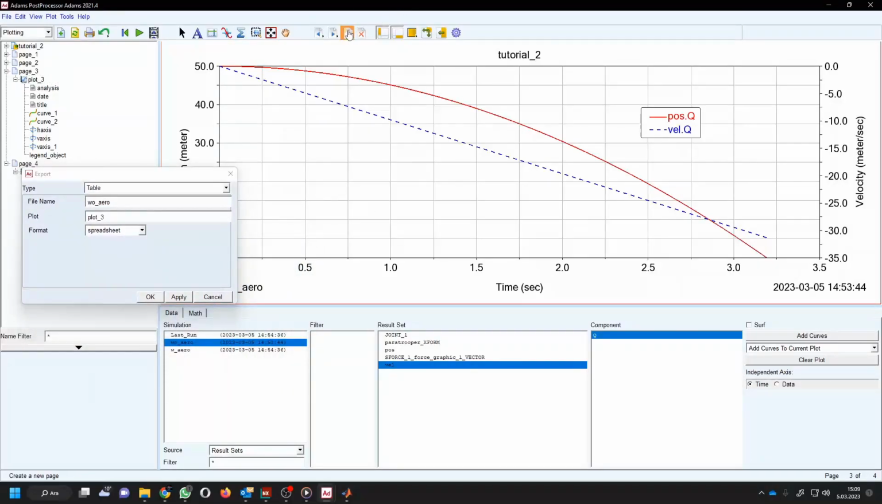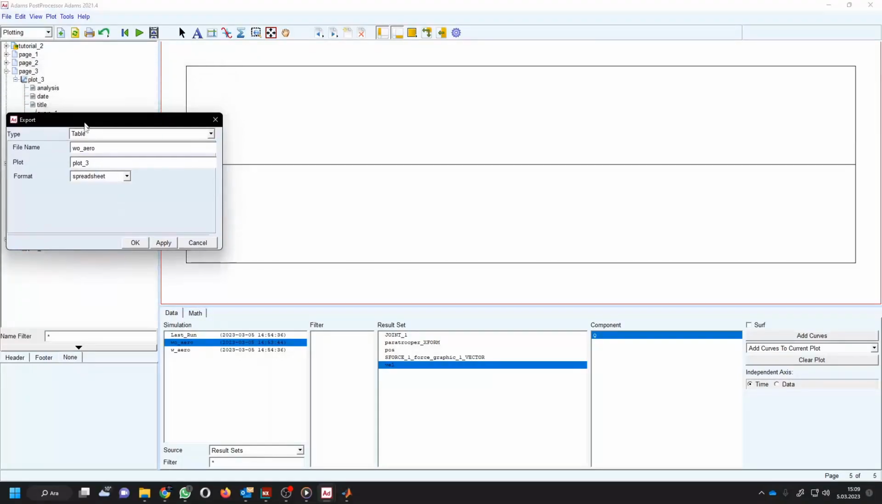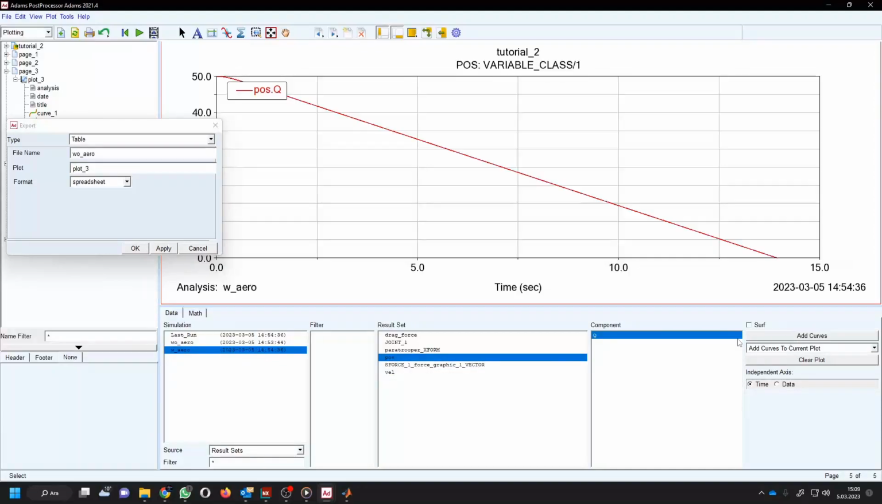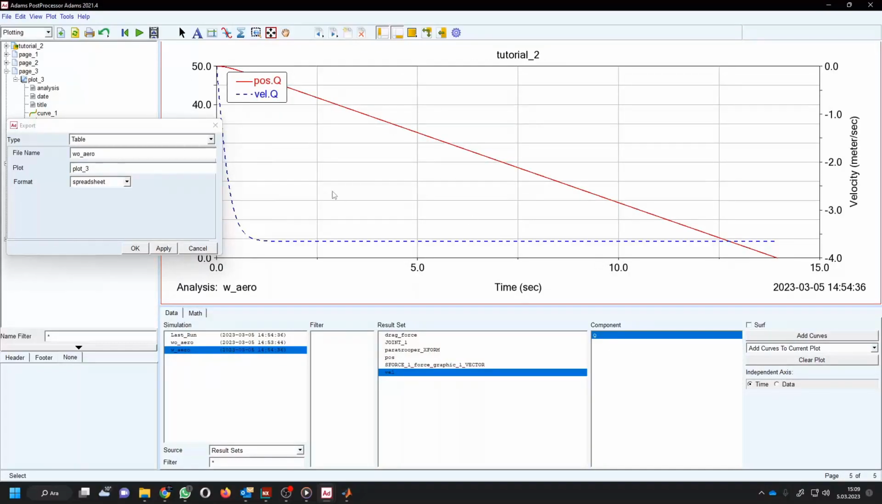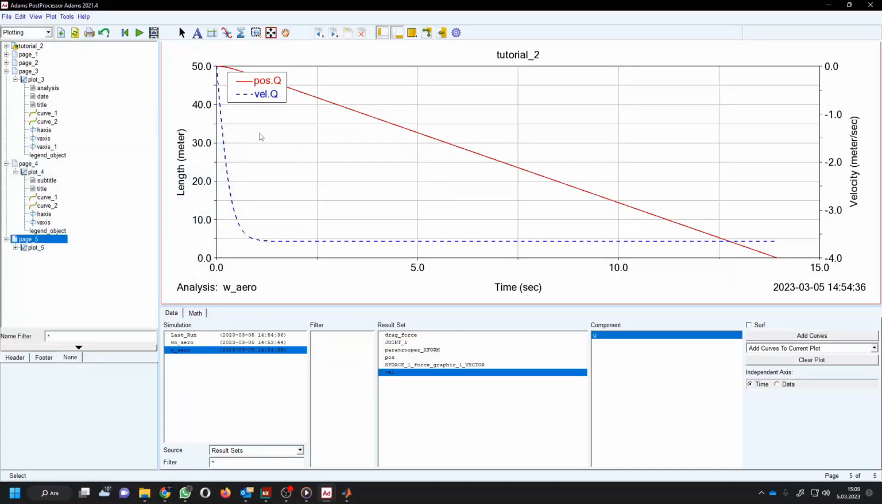and I will make another plot, plot 5, position, then velocity, and I will save this as with aero. Okay.